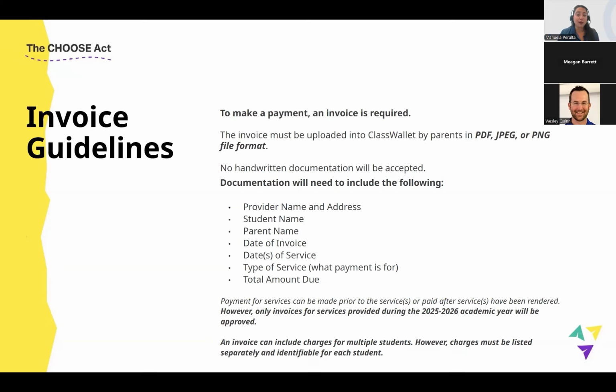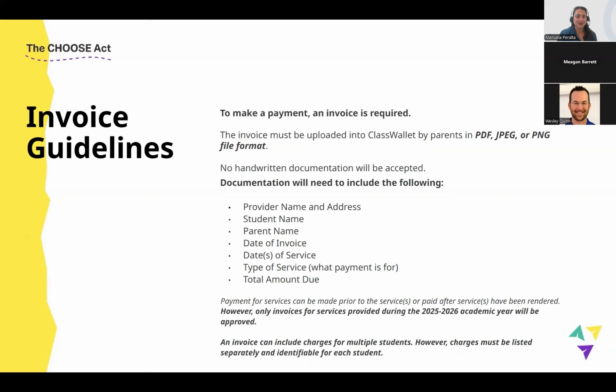So to make a payment, families are required to upload an invoice in their ClassWallet account. In order to initiate that payment, they first must have that invoice already provided to them by you as a service provider that has provided them services or will provide the student services. That invoice must be uploaded into ClassWallet by the parents in either a PDF, JPEG, or PNG file format. So if you already provide it to the family in one of these three formats, that will make it much easier for the families.